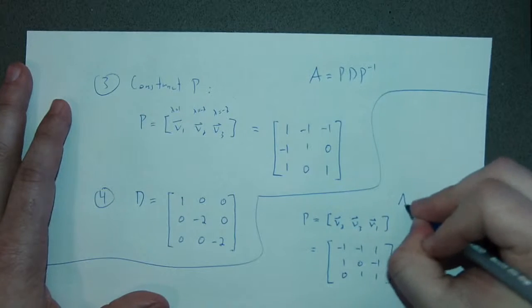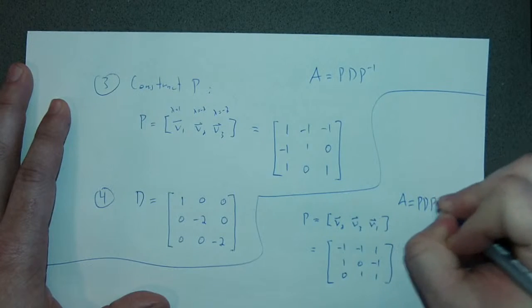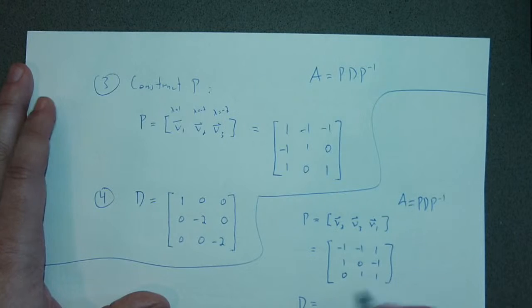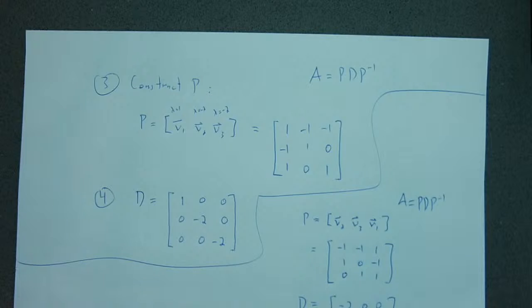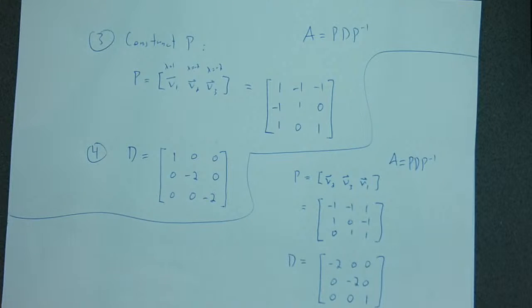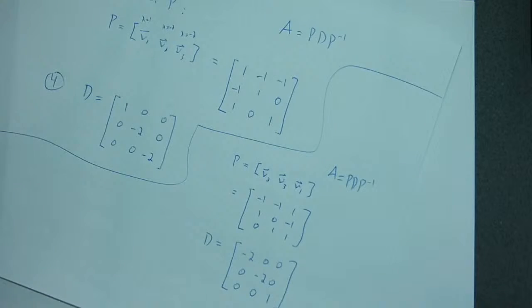Yep, that's fine. A is still equal to P D P inverse. But now D has to change to accommodate it, and it would have to change to be minus 2, 1, instead. So this is what I meant by the diagonal entries for D correspond to the eigenvectors in P in this way. And so this is how P and D would change to accommodate one another.